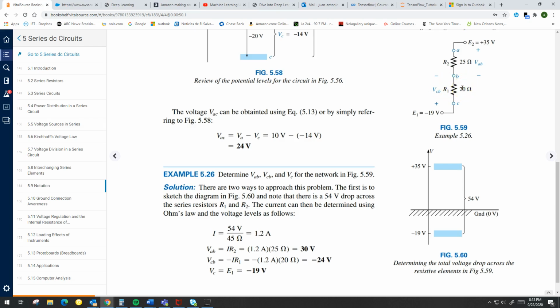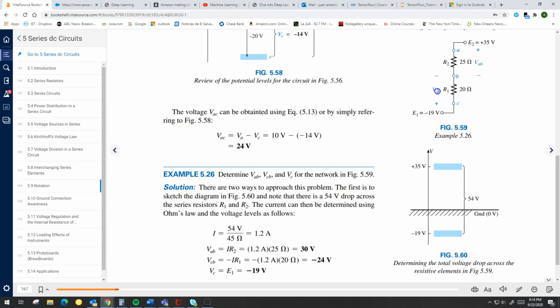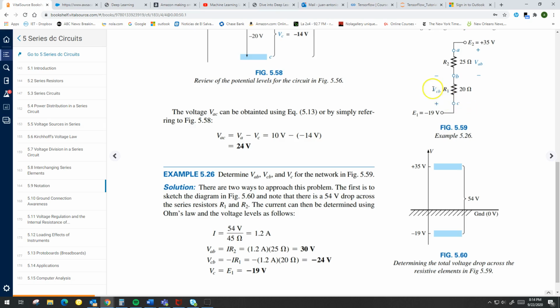Now, notice one thing, that they want VCB. So in other words, if you were to measure that voltage using a meter, you will put the positive lead at C and the negative lead at B, because that's what the subscripts indicate, that the more positive connection, or the higher voltage, is at C. So if you put a meter there, it'll read a negative voltage, right? You understand that?